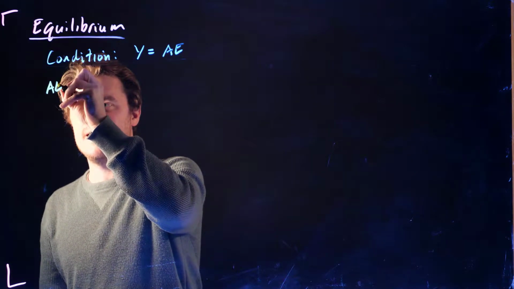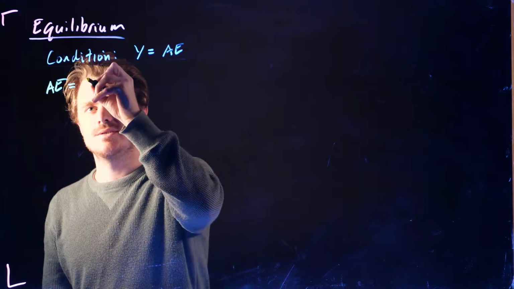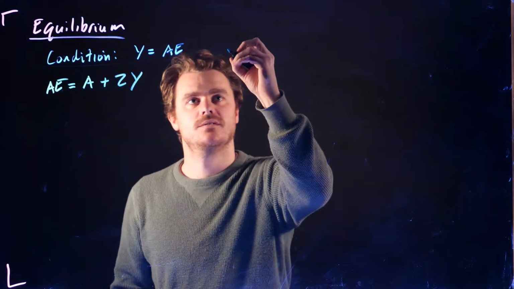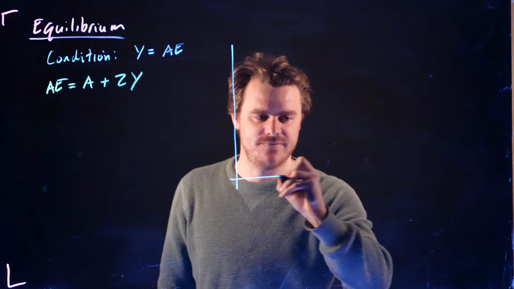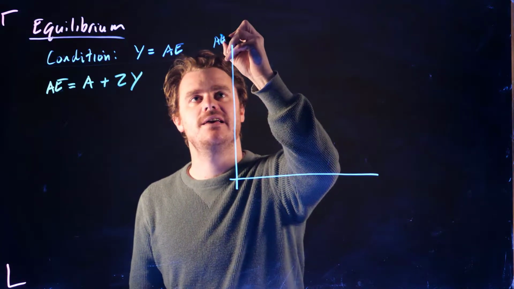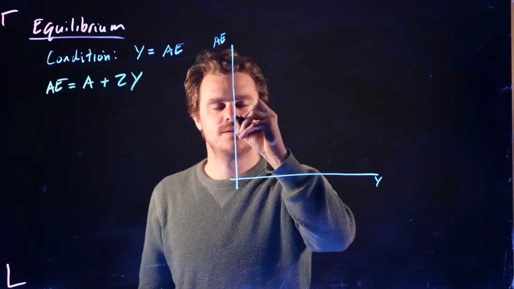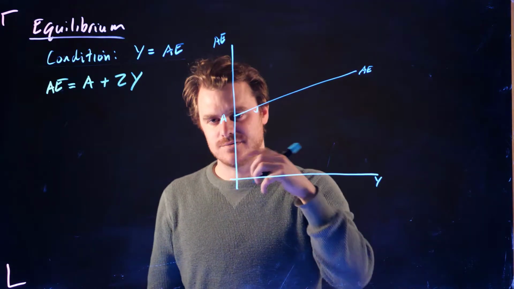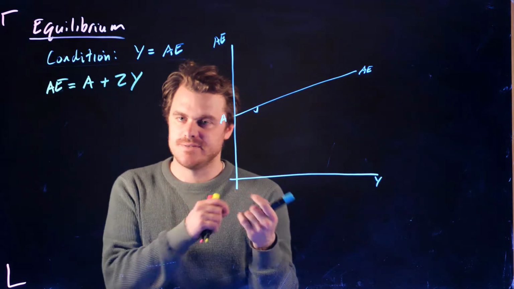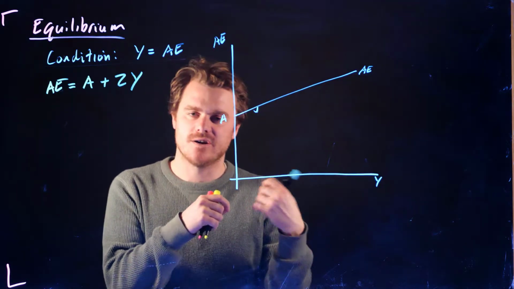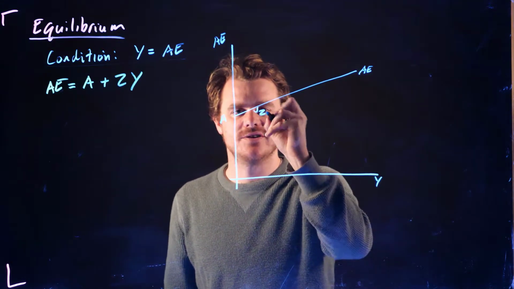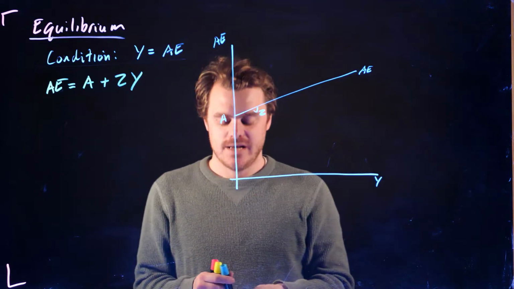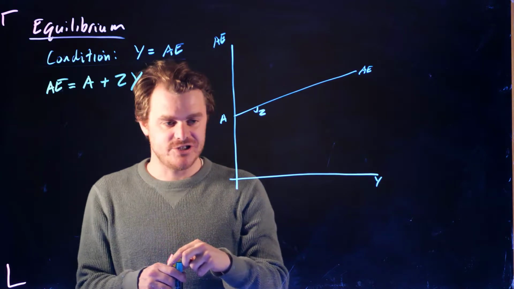Well, we've just said that AE equals capital A plus Z times Y. So let's draw out these functions again. Here's our AE, here's our Y, here's our AE function with the intercept of capital A, which was defined as being equal to A plus I0 plus G0 plus X0. And the slope was Z, and we talked about what Z equaled just on that last board there.